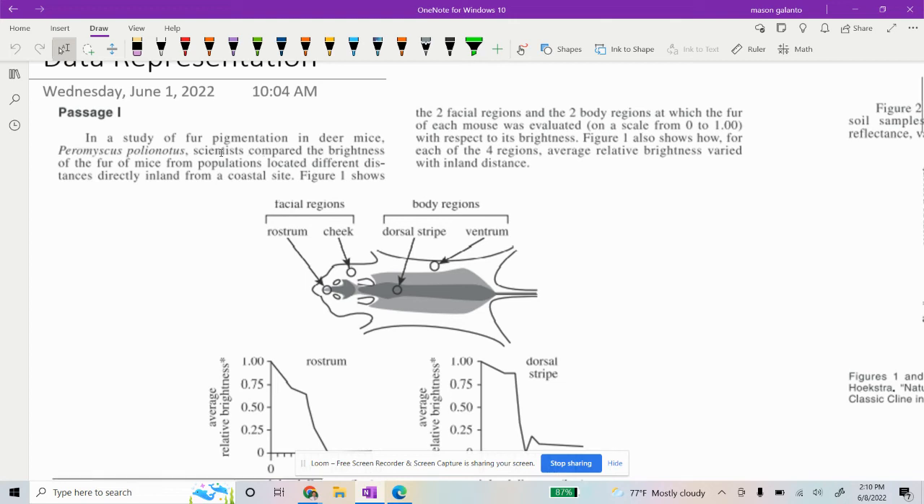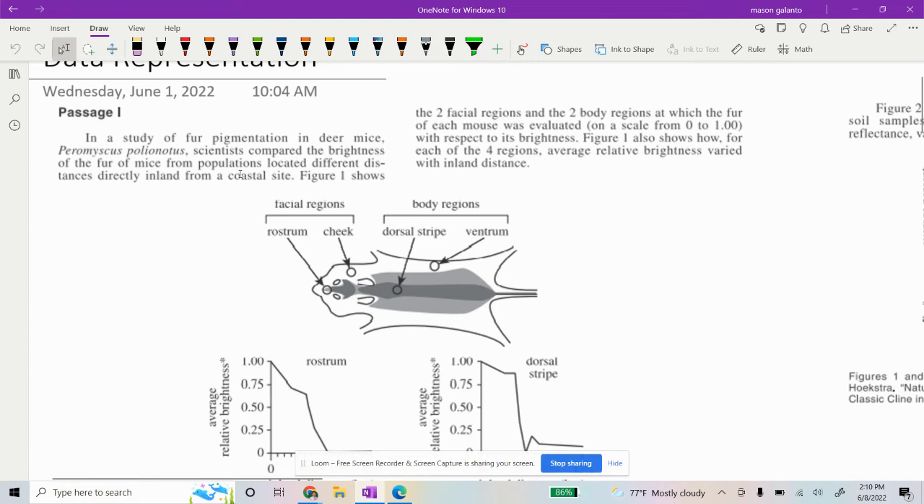Okay. So scientists compared the brightness of the fur of mice from populations located different distances directly inland from a coastal site. Figure 1 shows the two facial regions and the two body regions at which the fur of each mouse was evaluated on a scale from 0 to 1.0 with respect to its brightness. Figure 1 also shows how, for each of the four regions, average relative brightness varied with inland distance.